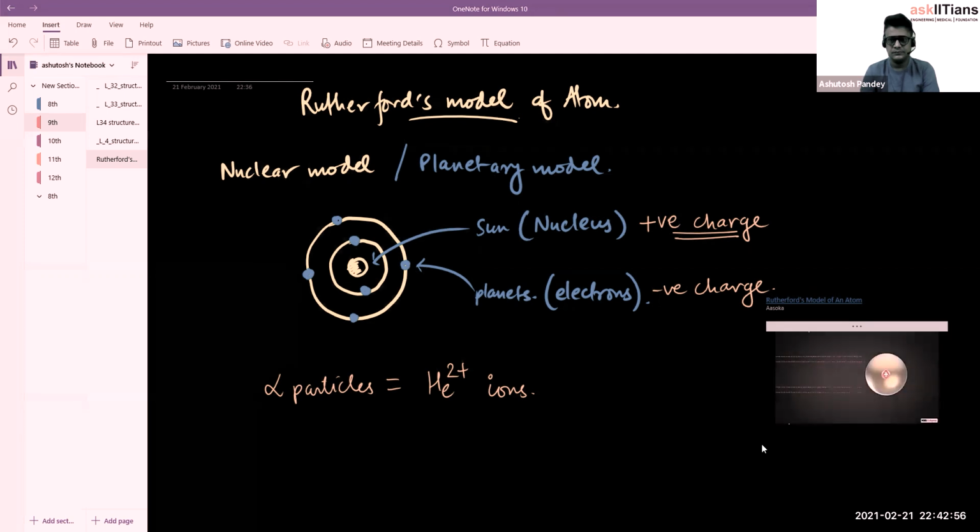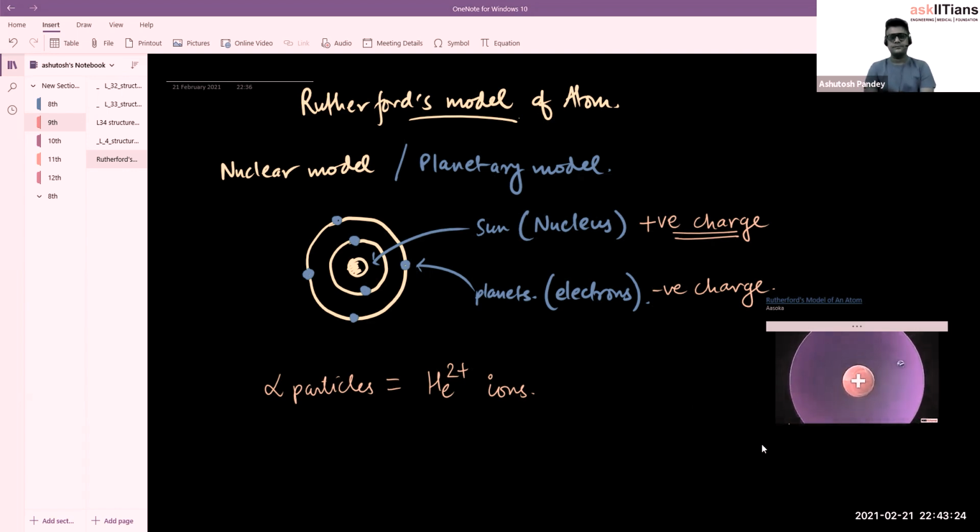Looking at the proportion of the particles undeflected, deflected, and rebounded, and based upon some calculations, Rutherford concluded that most of the mass of an atom is concentrated in its nucleus. Based on all these conclusions, Rutherford suggested an atomic model, which was known as the nuclear model of atoms. According to Rutherford's nuclear model, there is a positively charged center in an atom called the nucleus, and all the mass of the atom is due to this nucleus. It also suggested that electrons of the atom revolve around its nucleus.